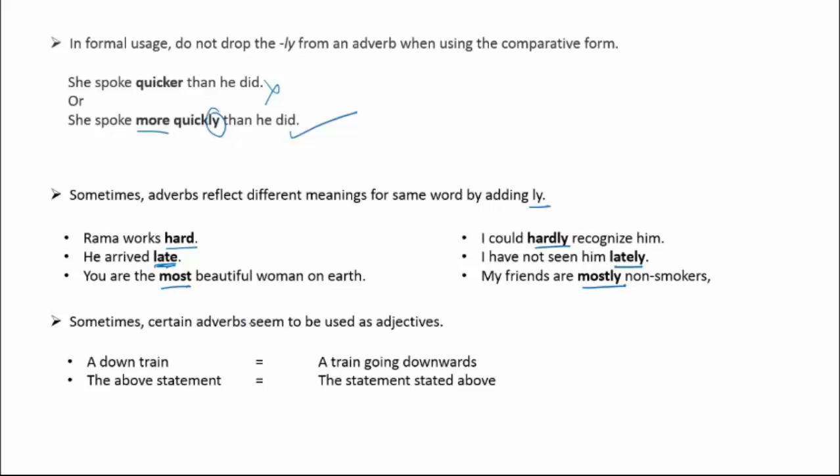Sometimes certain adverbs seem to be used as adjectives. They look like adjectives, but they are adverbs. A down train. Down train is the train that's going downwards. So down train over here would be an adverb. The above statement. It actually means the statement stated above. So above would be an adverb because it shows that action that is stated above.